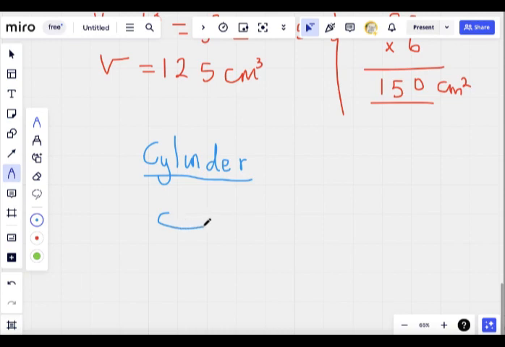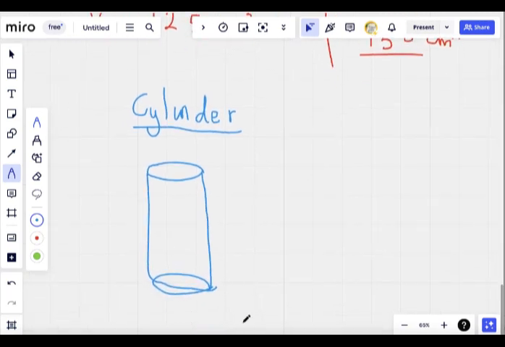This is the top cover of a cylinder. This body is not like a straight body, okay? It's a curved body. Okay, this is a cylinder. This is a sample of a cylinder, okay?